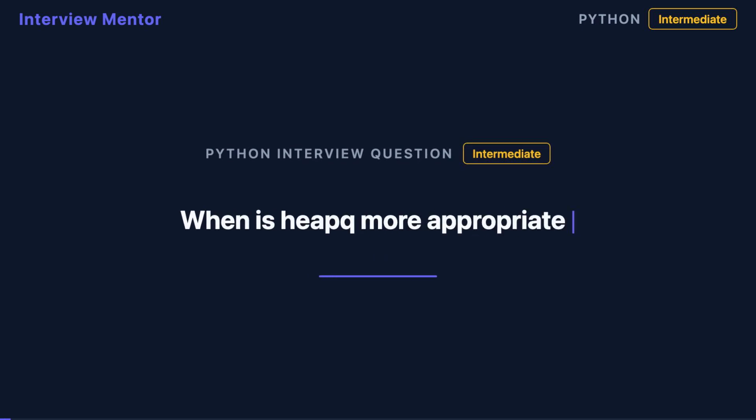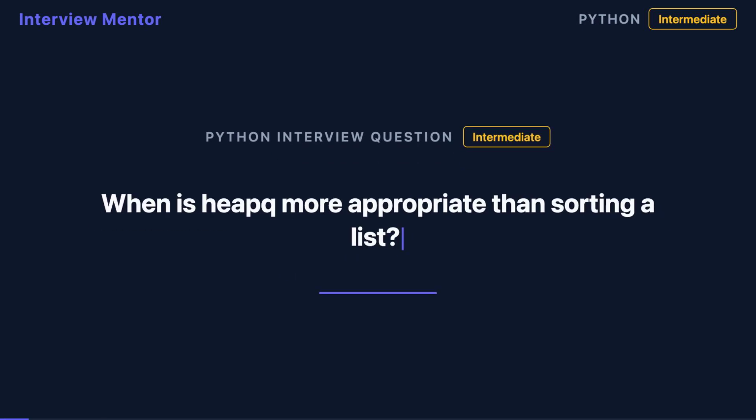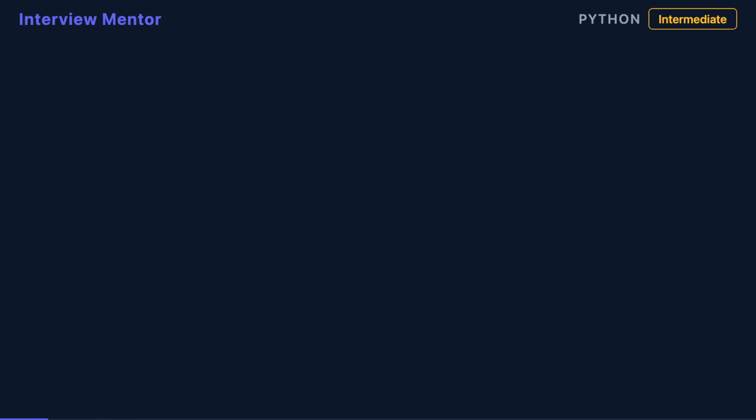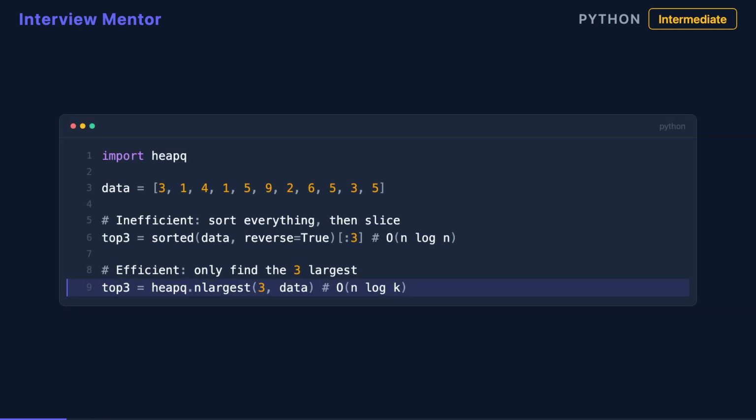Need the top 10 items from a dataset of 1,000,000. Sorting everything first is the wrong approach. When you only need the k smallest or largest elements, heapq.nlargest and nsmallest are purpose-built for this. They find what you need without fully sorting the data. The sorted approach orders every element first, then slices. That is wasteful when you only care about a handful of values.